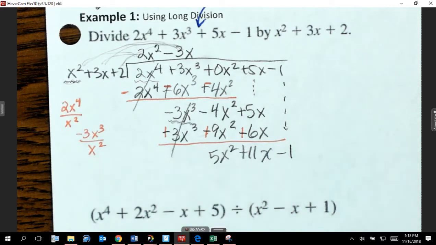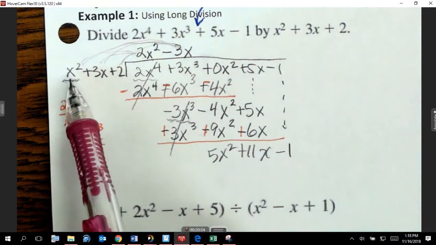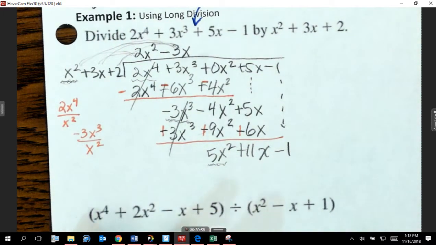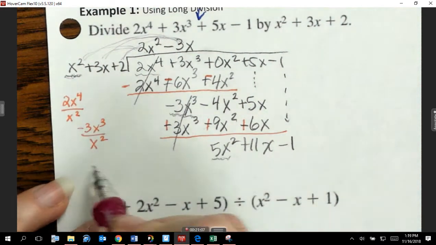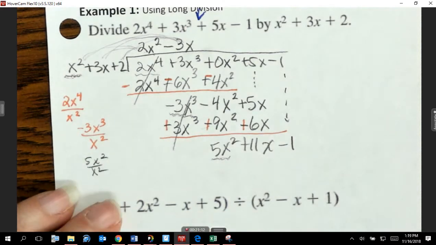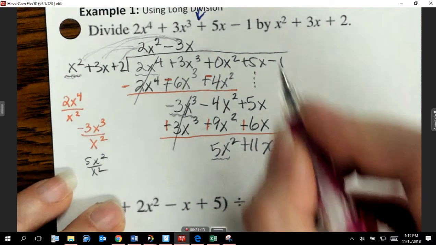Now we divide. So we're going to divide x squared into 5x squared. What if I can't do that just in my head? No, you cannot type in x squared on the calculator. Put them on top of each other. Make it look like division: 5x squared over x squared. What does that give me? That gives me 5.